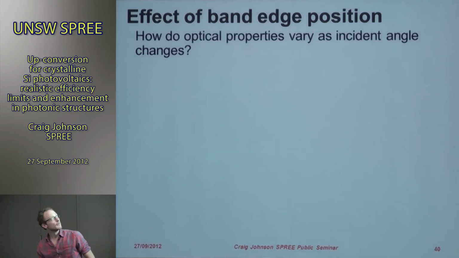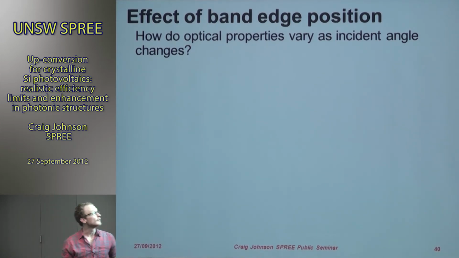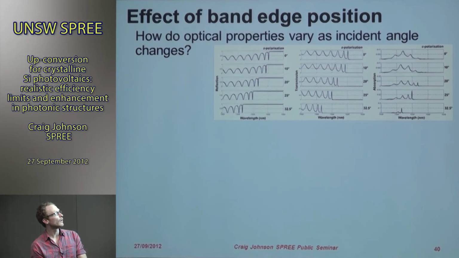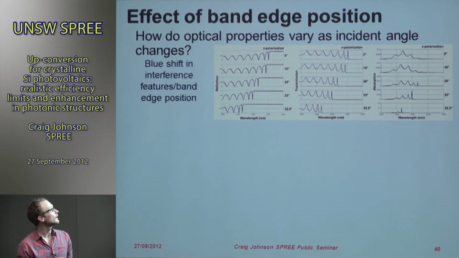And so there's a clear relationship between the position of the band edge and the absorption in this stuff. So we can look at how all of that changes as you change, say, the incident angle. For S polarization here, we can see that there's a blue shift in the interference features and the position of the band edge as you increase the incident angle from 0 to 32.5 degrees. So this is the reflection, the transmission, and over here the absorption.